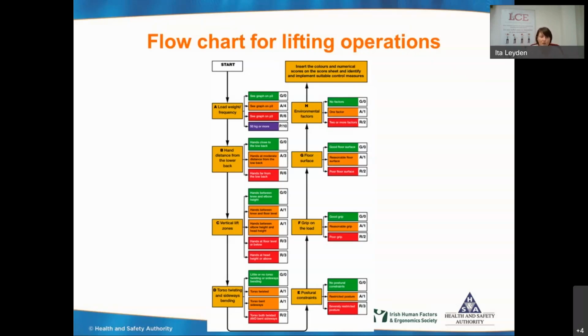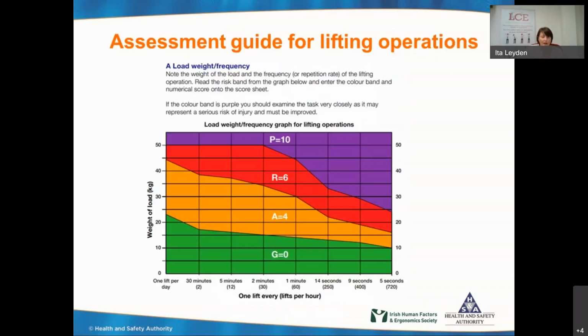So we're going to first look at the load, weight, frequency. Your guide for assessing load, weight, frequency is on page 3. And this is the guide for load, weight, frequency. How you use this one to assign your color and your score is you find out what weight of load somebody is lifting, and you also find out how often that lift is carried out.